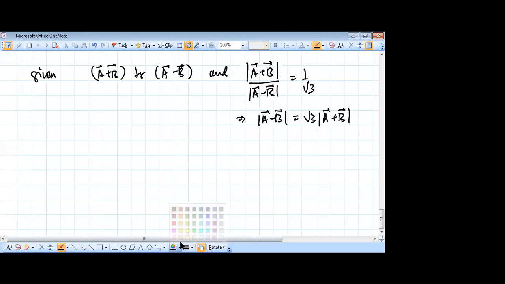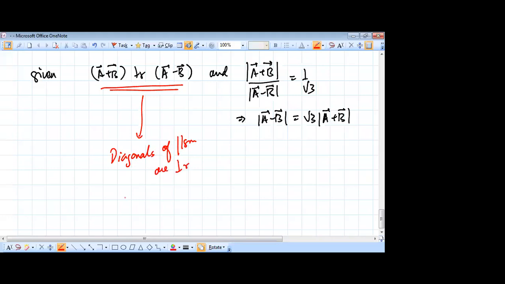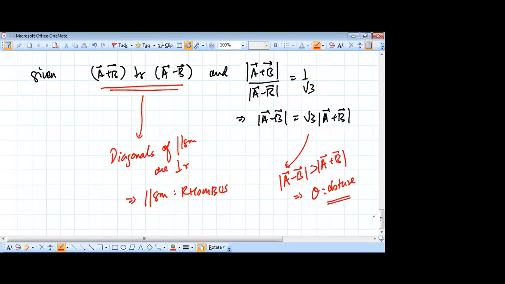If you notice here, what information we are getting from this, we are getting the information that the diagonals are perpendicular. That is telling us that it's a rhombus. The parallelogram is a rhombus. And the other information is that mod of A minus B is actually greater than mod of A plus B, because it's root 3 times. So what does that tell me? Theta must be an obtuse angle. So that idea we got first, that theta will be some obtuse angle.